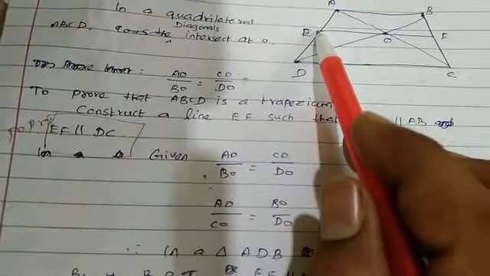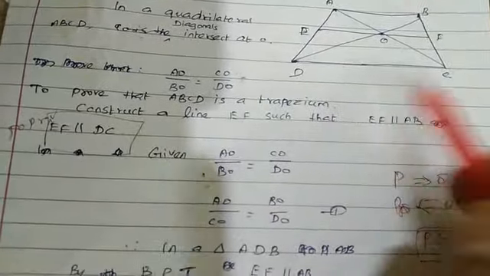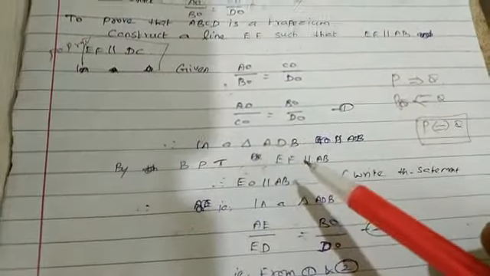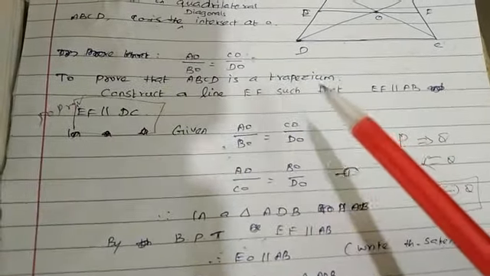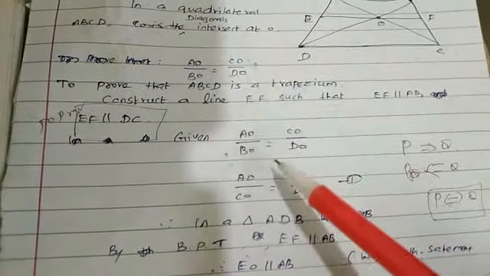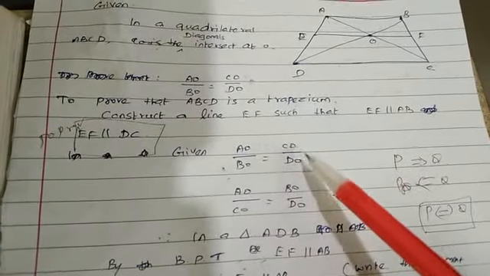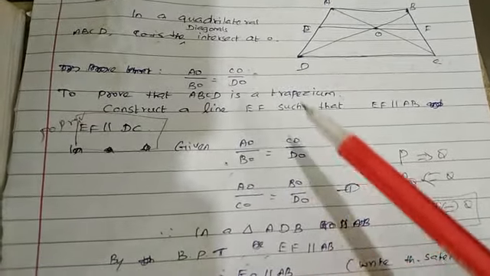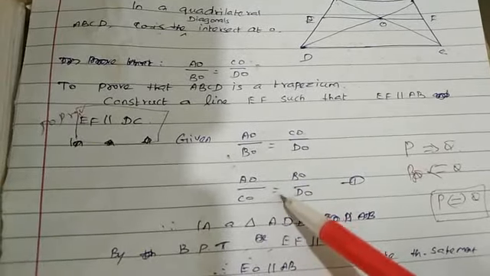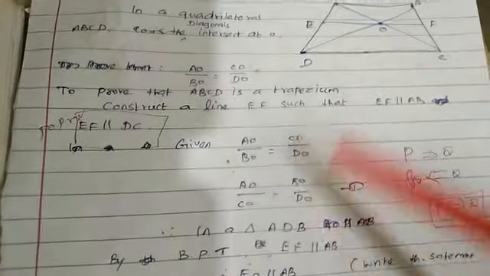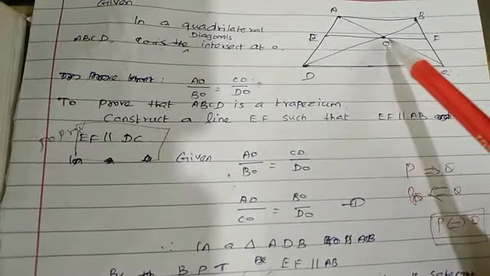For that we can show EO is parallel to CD also. If EO is parallel, then automatically EF is. Given this, AO divided by BO is given already. As per norms, we need to write AO divided by CO equal to BO divided by DO. We already wrote this in the previous problem. Then only can we talk about a triangle: AO divided by CO.